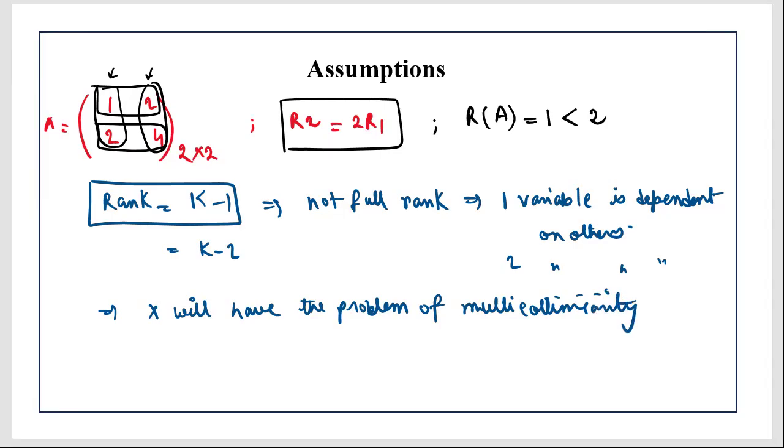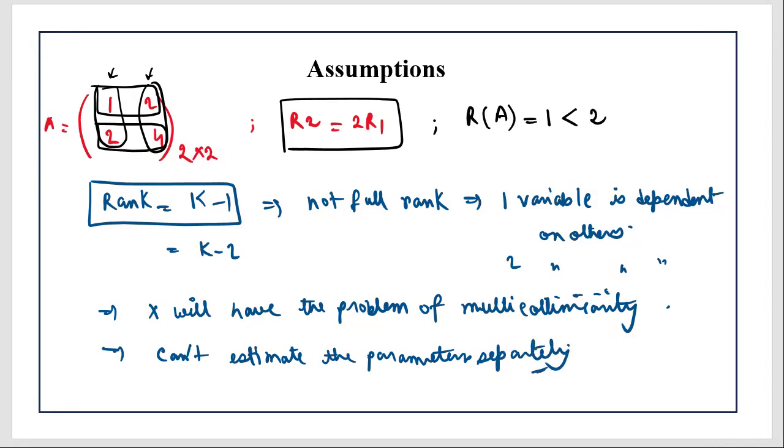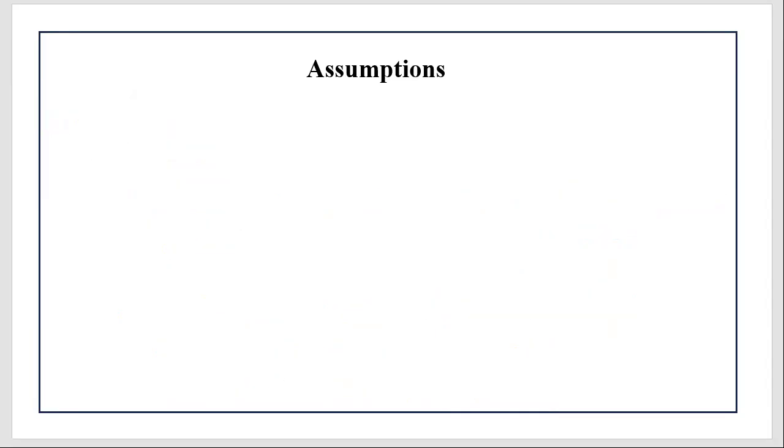Multicollinearity. That is why you cannot estimate the parameters separately. You cannot estimate the model separately. This basically means rank cannot be equal to k minus 1, which basically means rank exactly has to be equal to k, right? This is how you can give the logical reasoning to prove this statement.